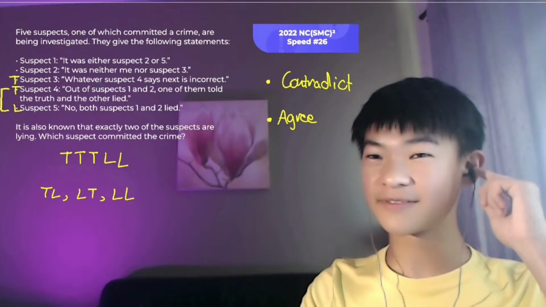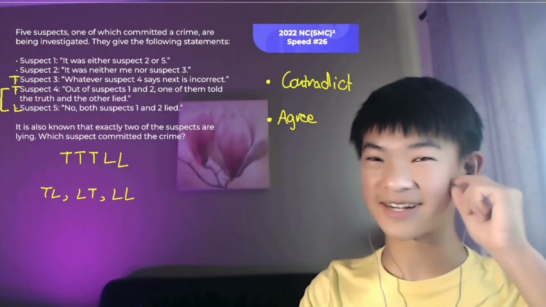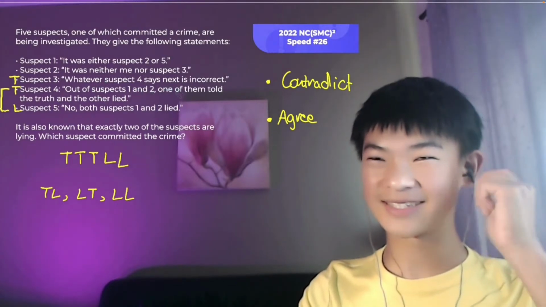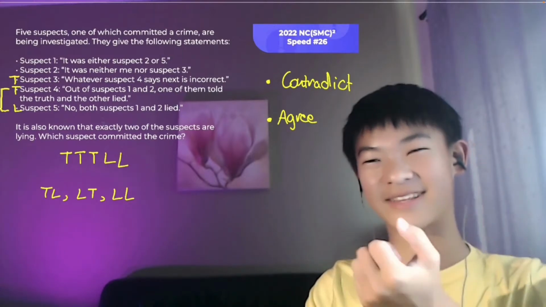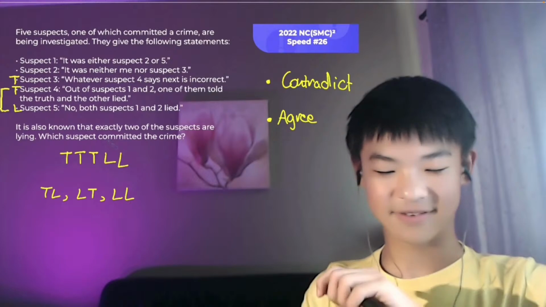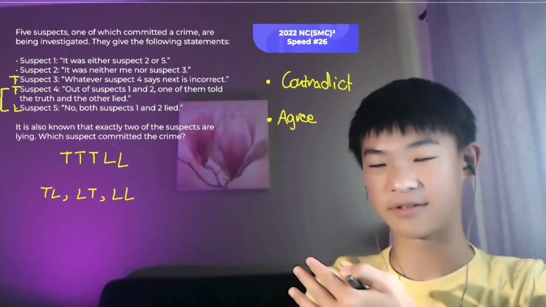Suspect 3 says, whatever suspect 4 says next is incorrect. And this is contradicting then. This is wrong because they're both telling the truth in this case. Therefore, in this case, we can't have truth and then lie.